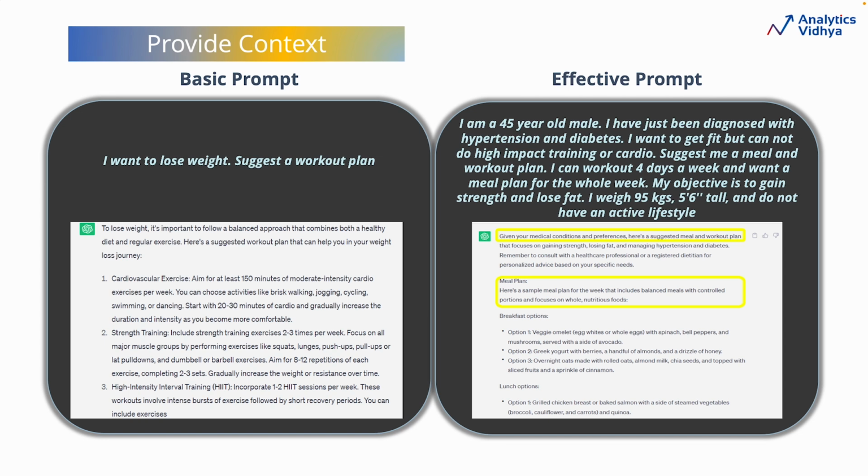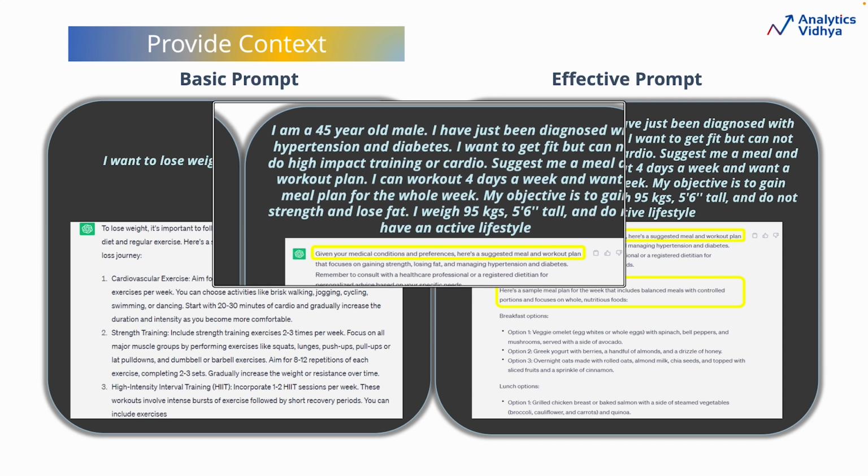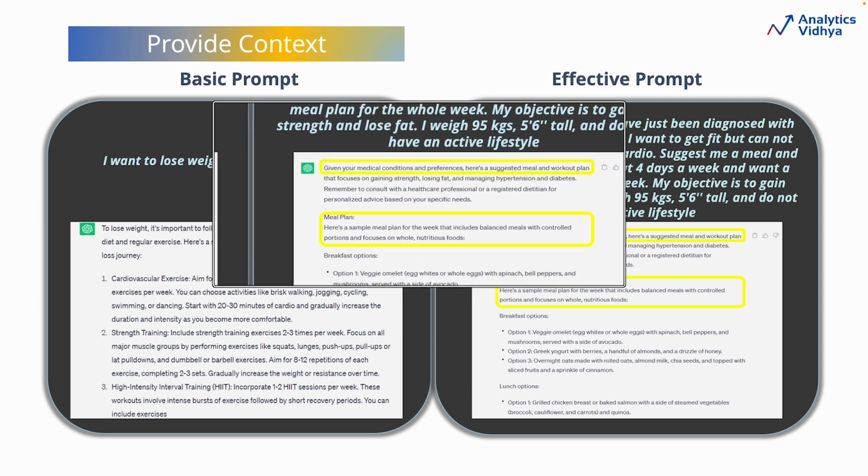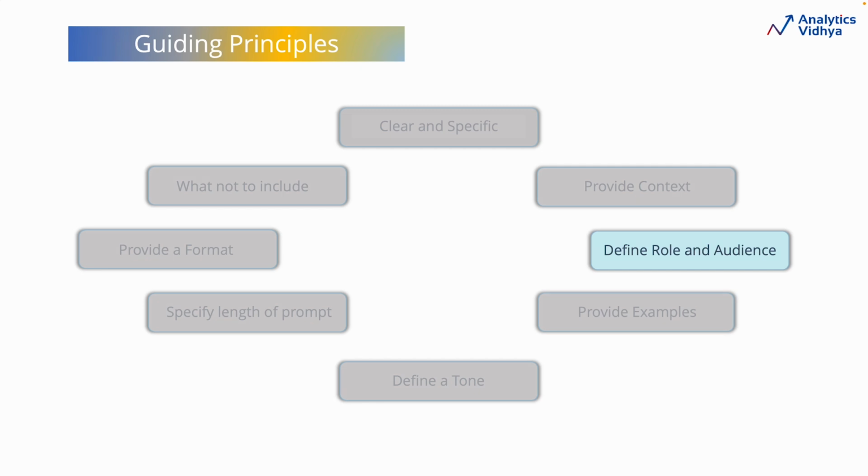I want to lose weight, suggest a workout plan, and a prompt where we mention our details like weight, age, health issues, and lifestyle, as we have done here. You can observe that by providing the context, the tool is able to generate a response that meets the needs of the user. Now let's move to the next point, that is defining a role and an audience in prompts.